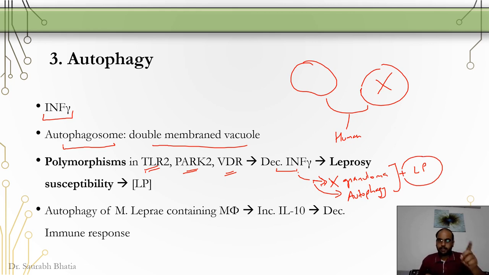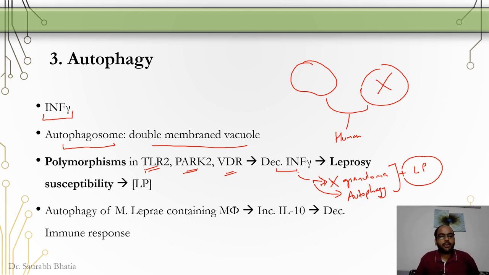So now remember how different players are acting at different stages. In one body, in one infection, I'm not saying that all of these players are acting. But these are the steps where M. leprae can persist because of problems in these steps. So in one individual, all of these can act or one of these can act, leading to persistence of infection, forming a lepromatous pole of leprosy.